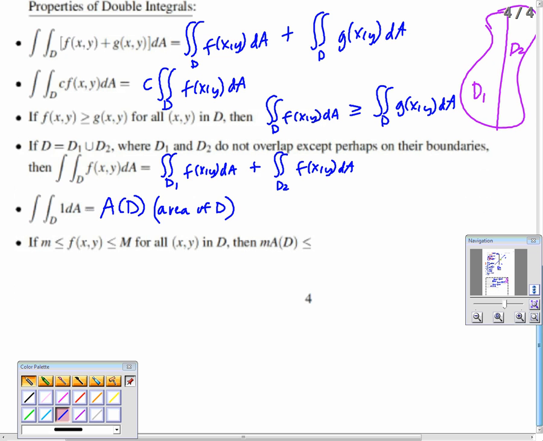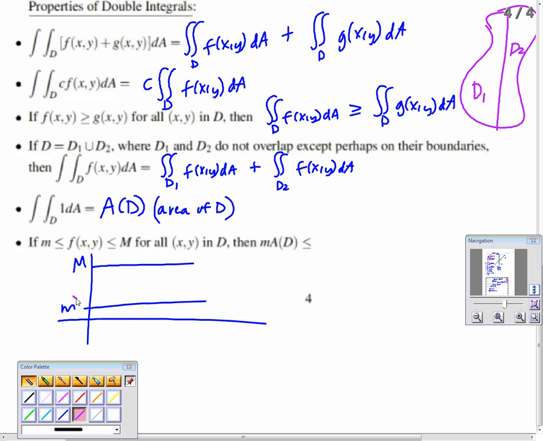And then this is our favorite one. If I have a square and I double integrate it, I get the area of the square. Okay, so this is capital M, and this is little m, and my function is somewhere in between. So m times the area of D is less than or equal to the double integral of f, which is less than or equal to capital M times the area of D.